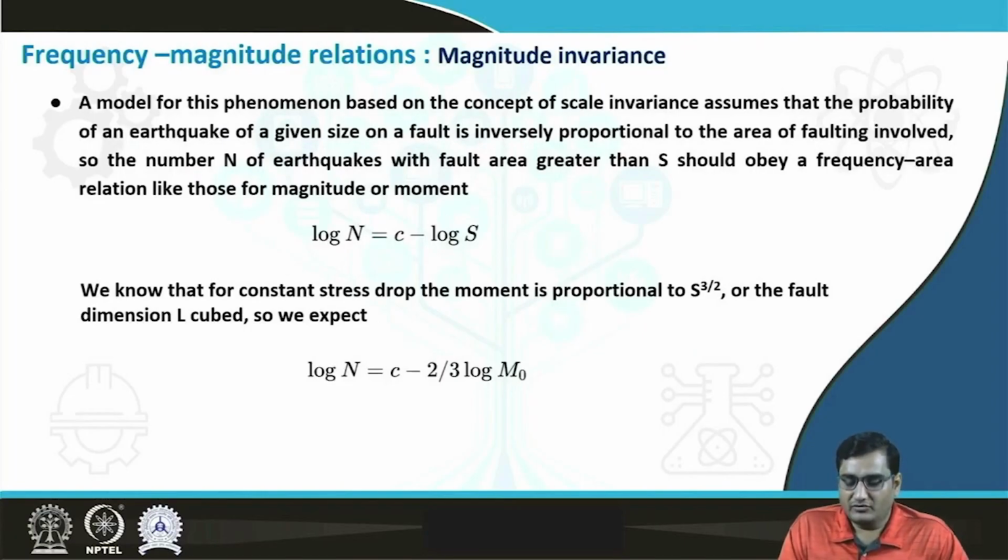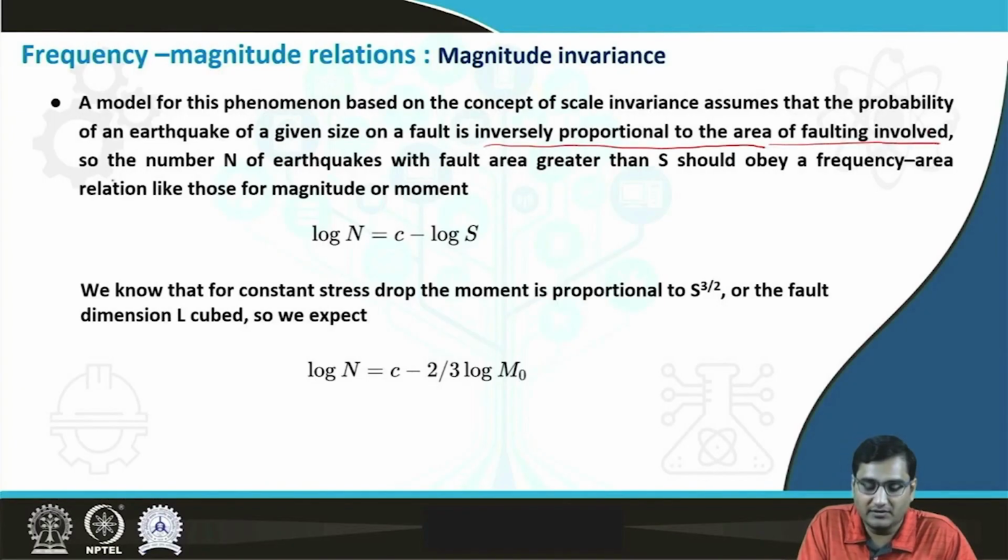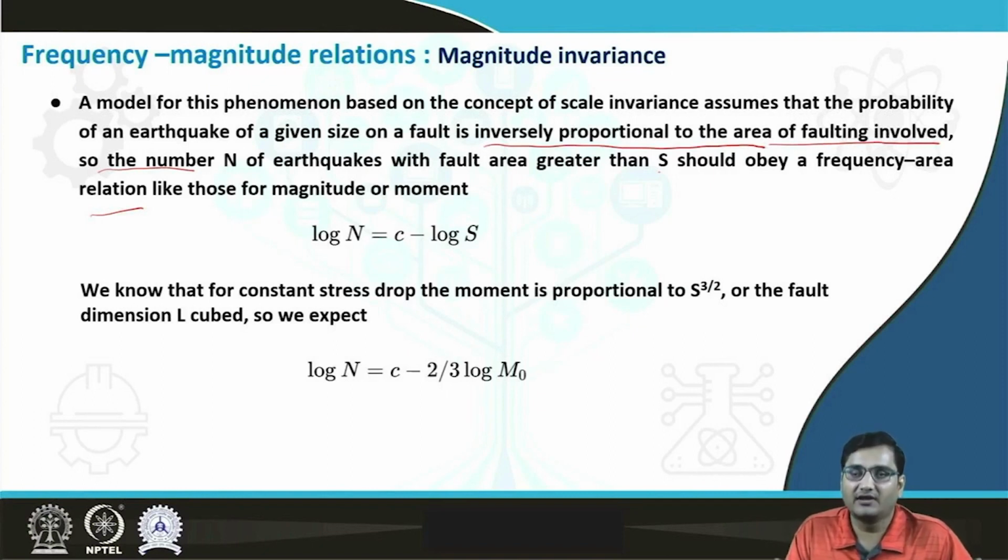Now we will talk about the magnitude invariance. In this, we are going to consider a model for this phenomenon based on this concept of scale invariance, which assumes that the probability of an earthquake of a given size on a fault is inversely proportional to the area of the faulting involved. So the number of earthquakes with fault area greater than S should obey a frequency area relation. So we are going to talk about the frequency and the area of the earthquakes, the fault area relation.